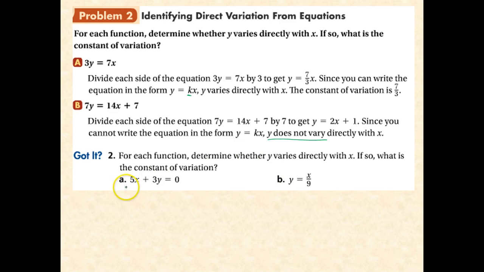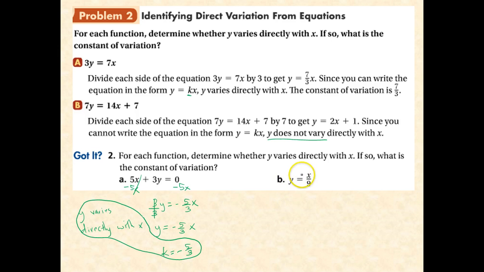Okay. Let's subtract 5x from both sides here. We get 3y equals negative 5x. Divide both sides by 3, and we get y equals negative 5/3 x. So here y does vary directly with x, and the constant of variation is negative 5/3.